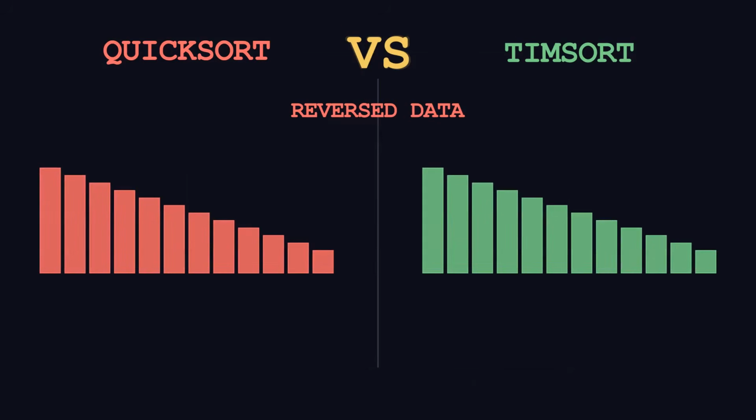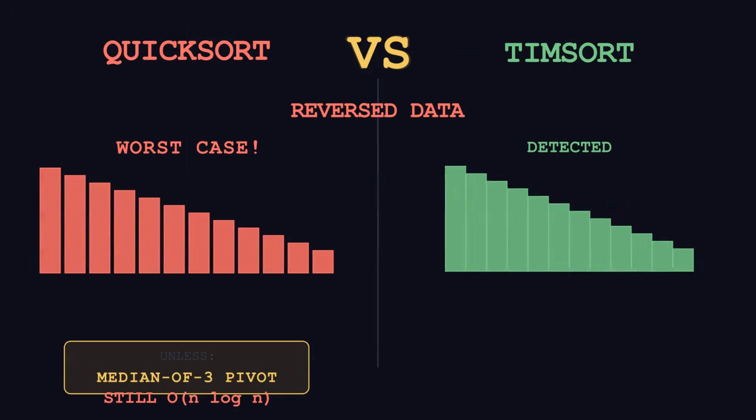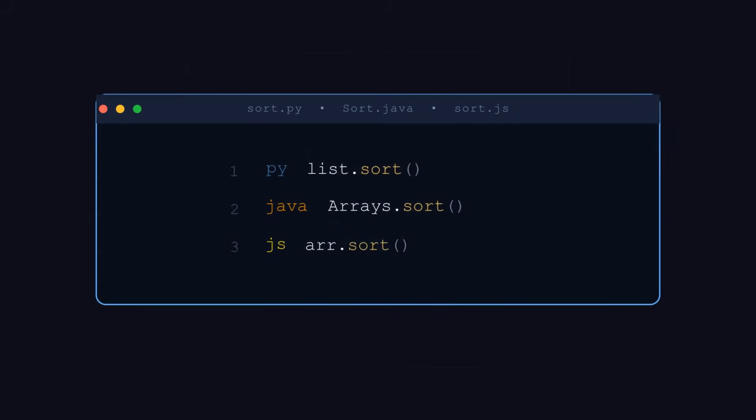Reverse data. Quicksort hits its worst case, unless it uses median of 3 pivot selection, which most implementations do. But even then, it's doing full n log n work. Timsort detects the single long descending run, reverses it in one pass, and it's done. One scan. That's it. Every time you call .sort in Python, Java, or JavaScript, this is what's running underneath.